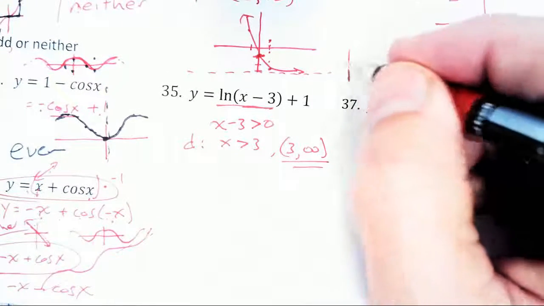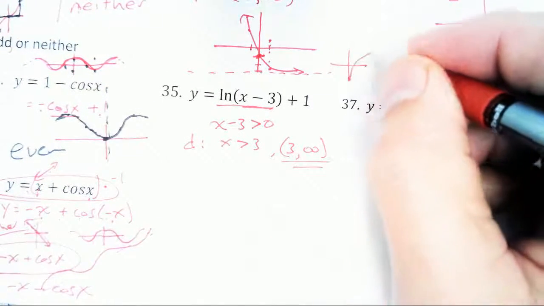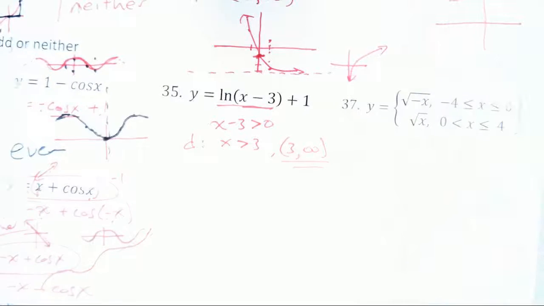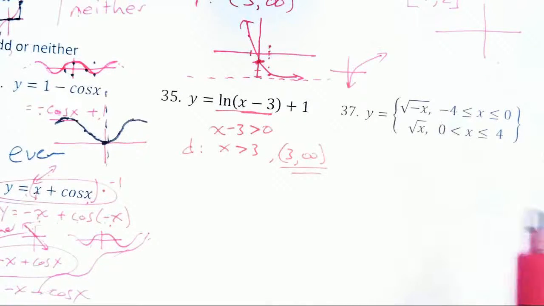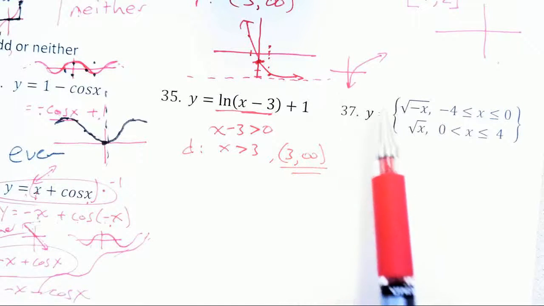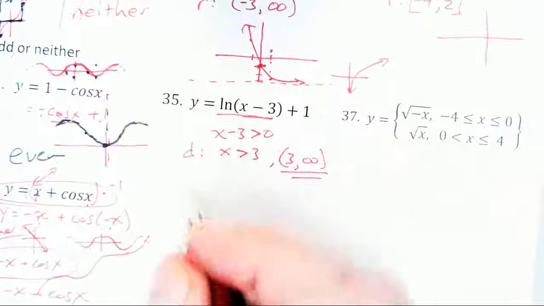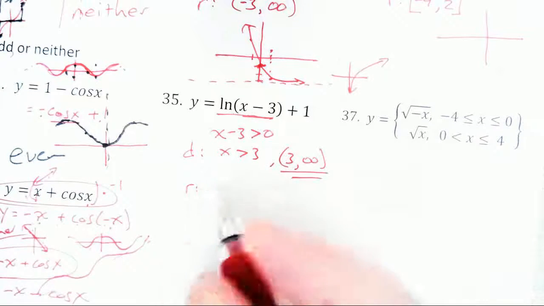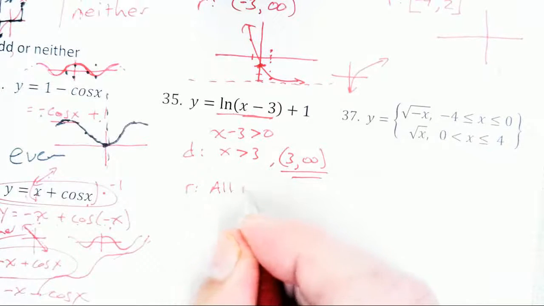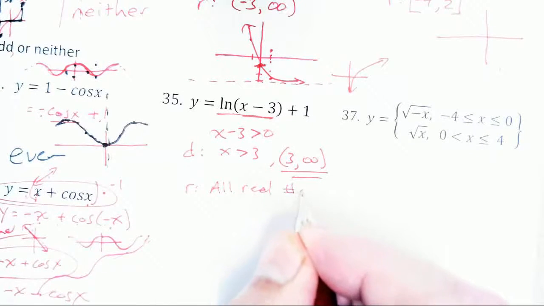Hopefully we know a plain old logarithm graph looks like this. Any logarithm graph, just ln of x or log base 7 of x, they all look like this. Therefore, we can get negative infinity to infinity. So our range is all real numbers.